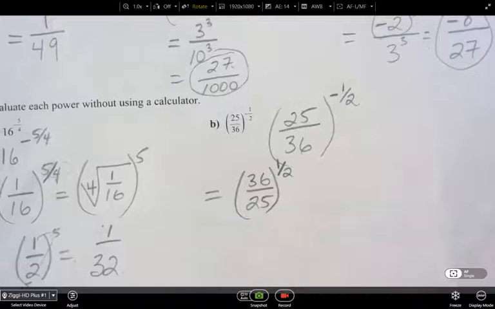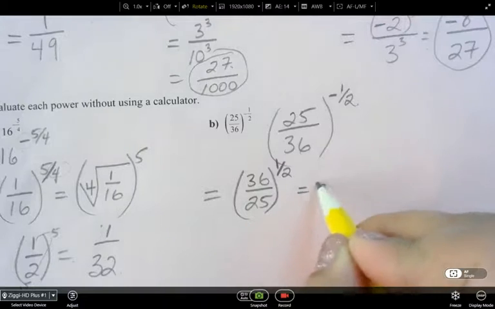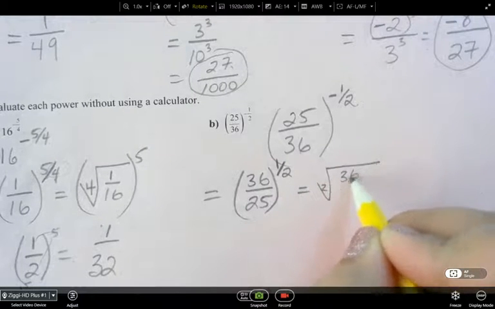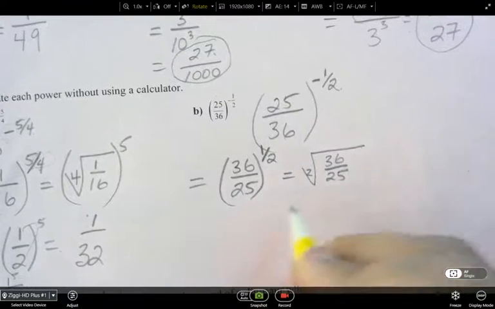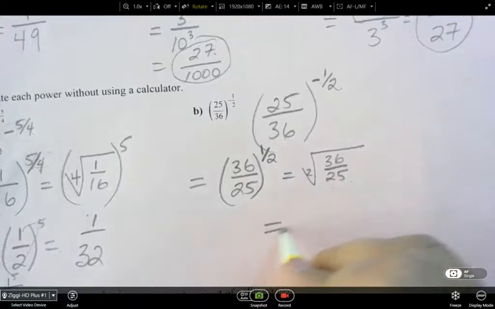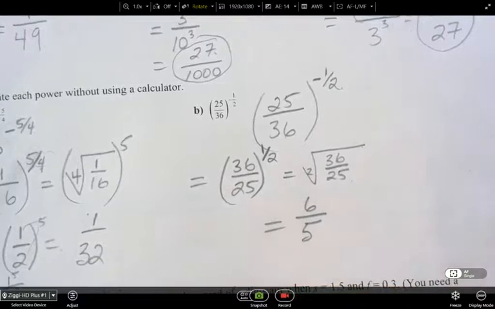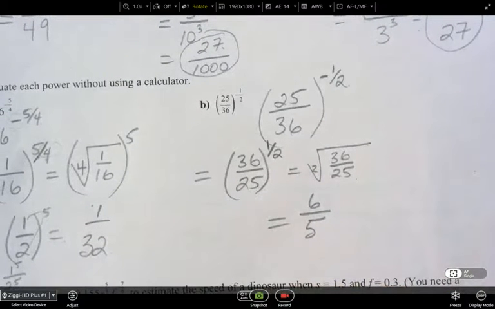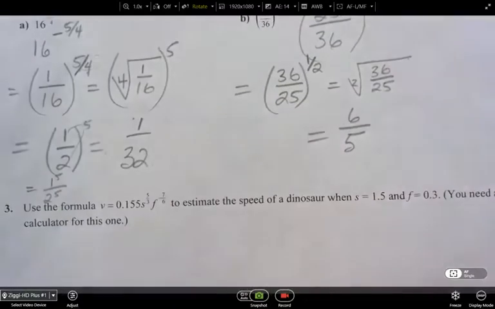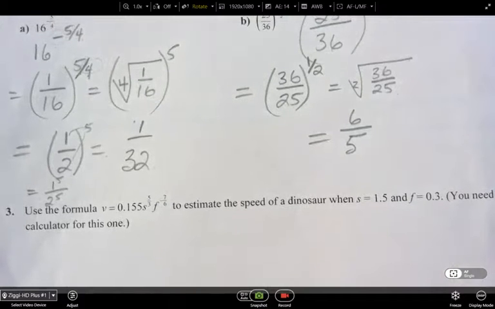What does 1/2 as a power, what's that operation? Square root. So that's going to be the square root of 36 over 25. So what is that? What's the square root of 36? And what's the square root of 25? So 6 is the square root of 36, and 5 is the square root of 25. Okay. Now, that's pretty much it for the lesson in terms of doing this by hand. Now, the key is just practicing all of this, right?